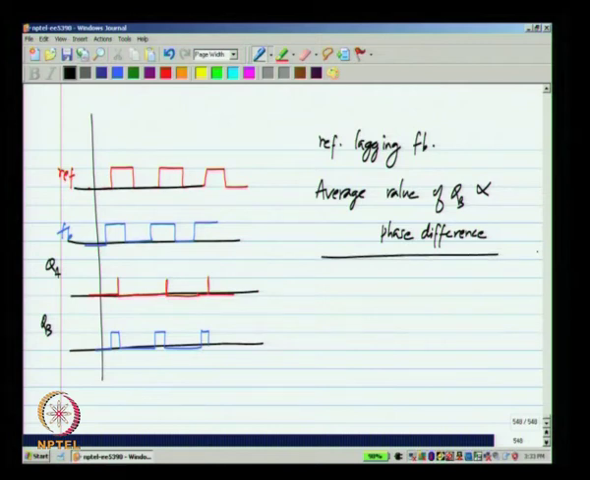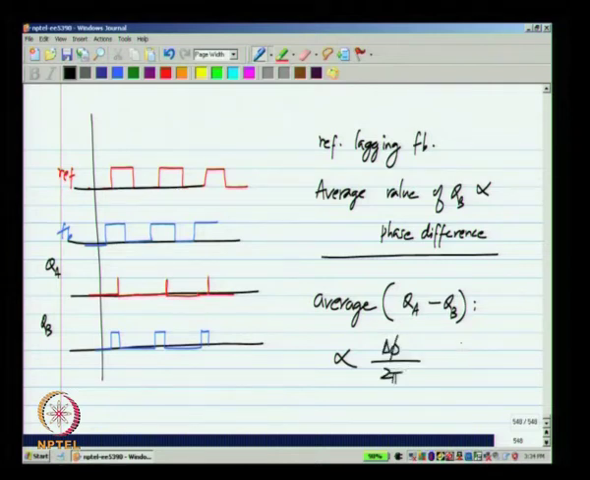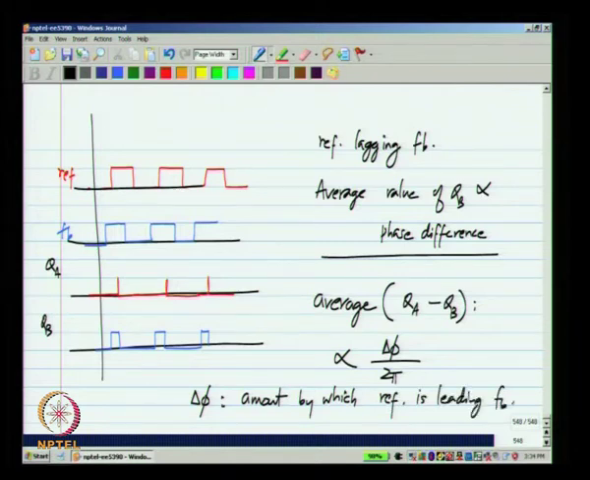Okay. Now, what we would like is when reference is leading FB for the output to be positive and reference is lagging FB for the output to be negative. So, it is very easy. If you take the average value of QA minus QB, this will be nothing but some quantity proportional to delta phi by 2 pi, where delta phi is the amount by which reference is leading the feedback signal.